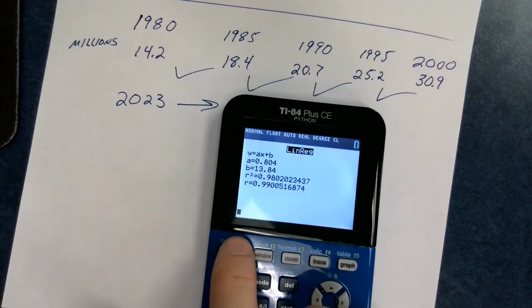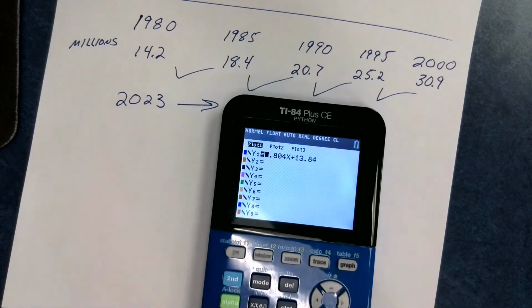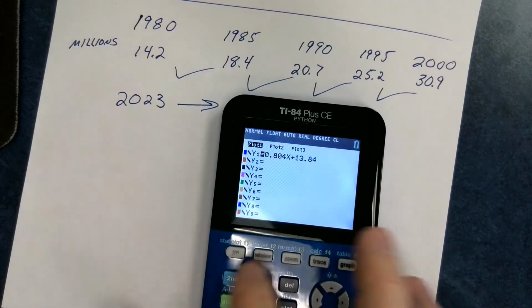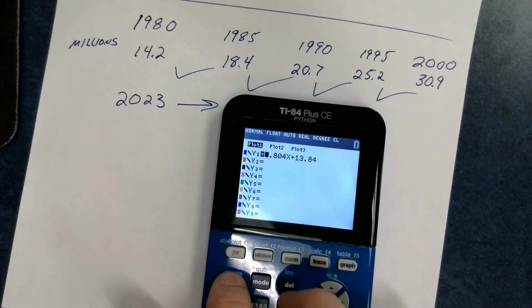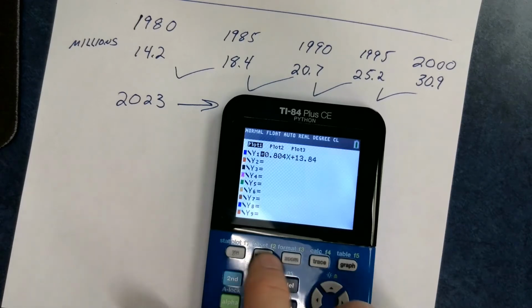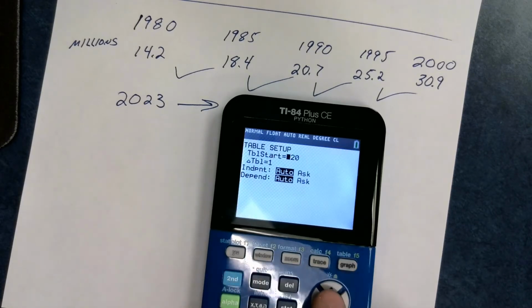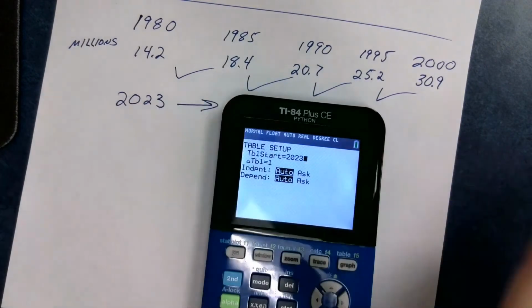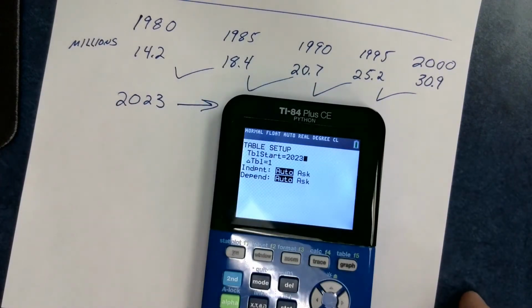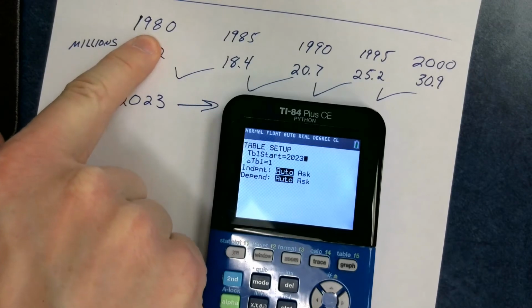Now that I have this, I can go here. That's my equation. That's the best equation I can get. It was just copied in there when I did the store regression equation. And I'm going to go to right here. So second and table setup. And I said, well, what's it at 2023? Well, if I put in 2023 right there, that'd be bad. Don't do that, okay? Because this is years after 1980, where 1980 is year 0.